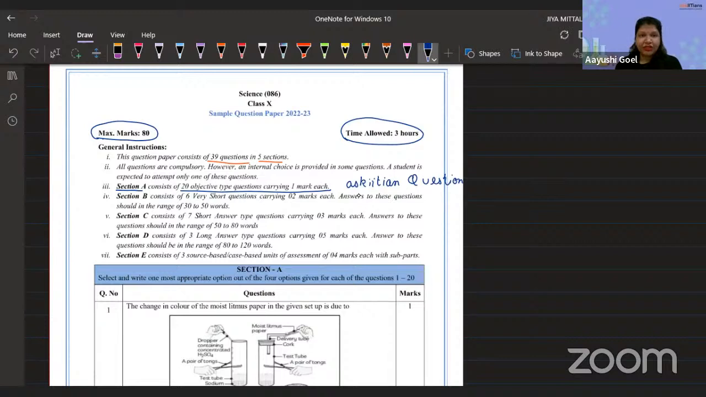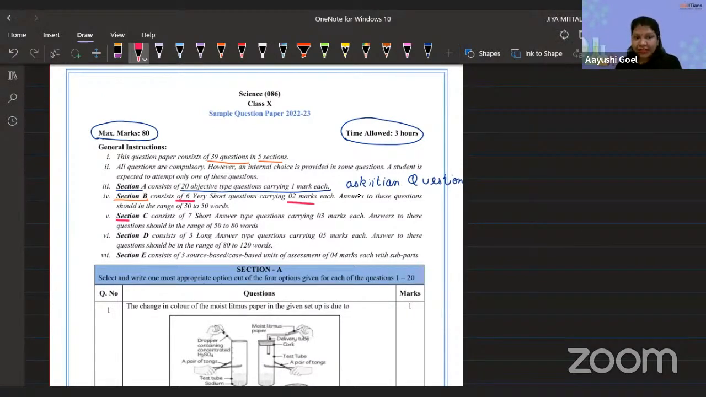Second, Section B. Section B, if you can see, is basically very short answer type. Now this is not an English paper. They have written very short type, that is 30 to 50 words. That doesn't mean that you have to write exactly 30 to 50 words like in English essay writing. No, it can be increased or it can be decreased. That depends upon the question and how you are writing. Is that clear? And there are 6 questions you can find here, each of 2 marks.